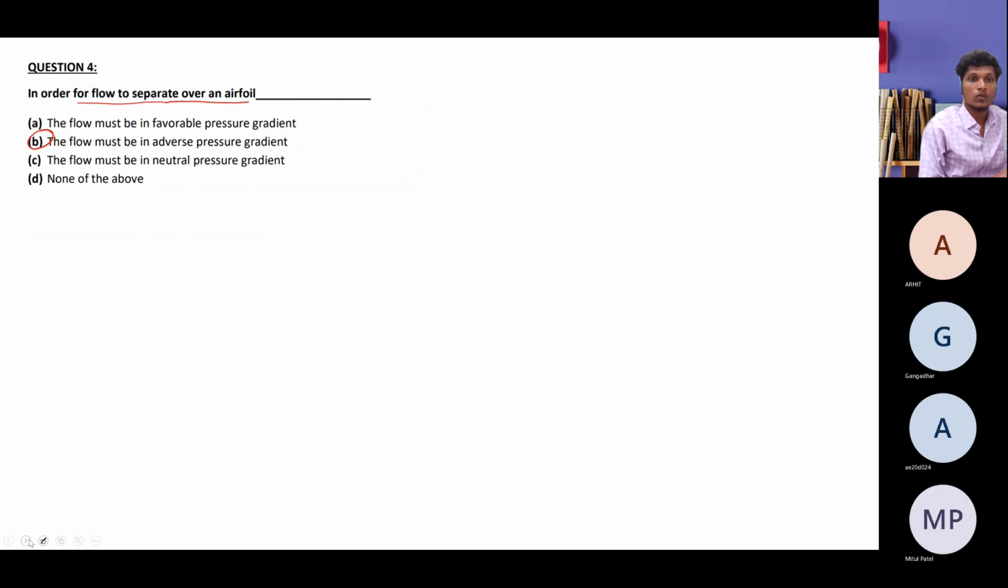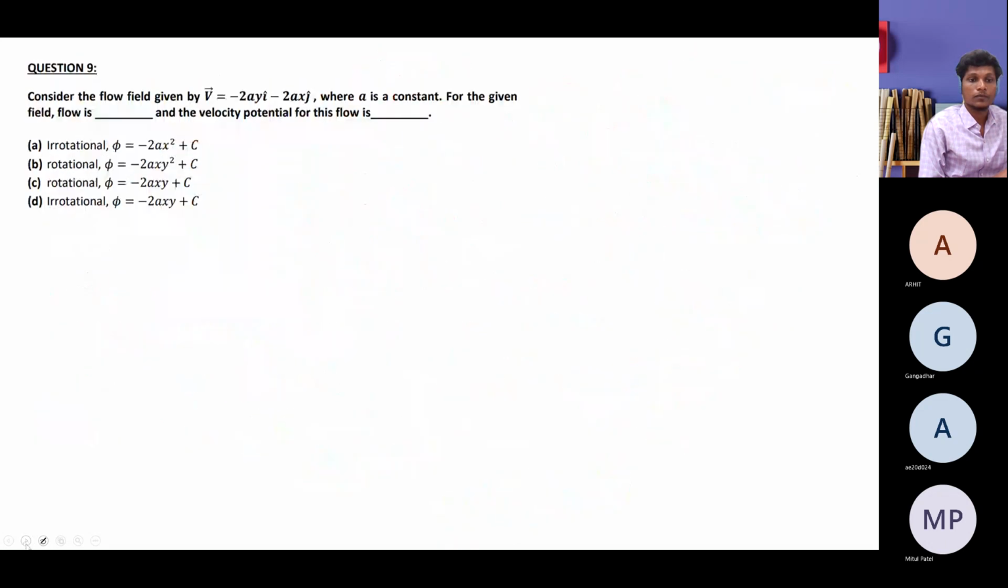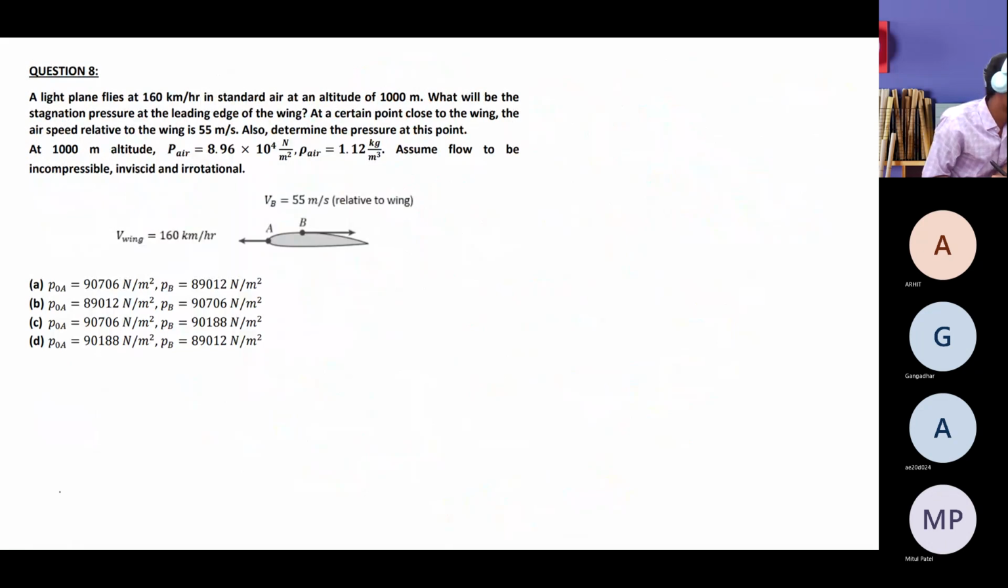These questions we completed in the last class. We left off here, so we are at question number 8. The question says a light plane flies at 160 km per hour in standard atmosphere at an altitude of 1000 meters, and what will be the stagnation pressure at the leading edge of the wing? It's a wing, but we are not considering the trailing vortices or anything. We are considering it as an airfoil.